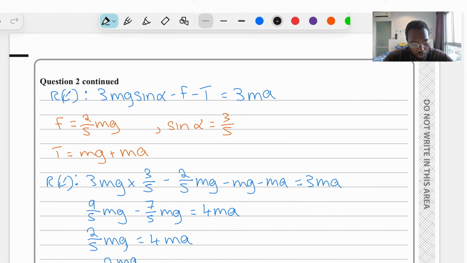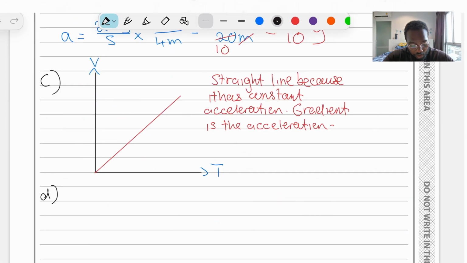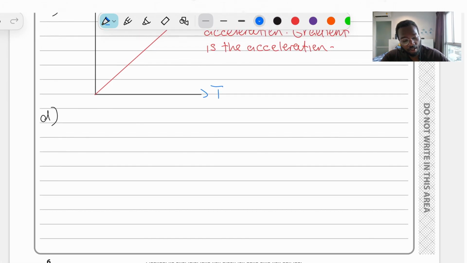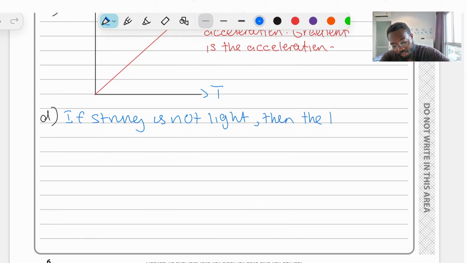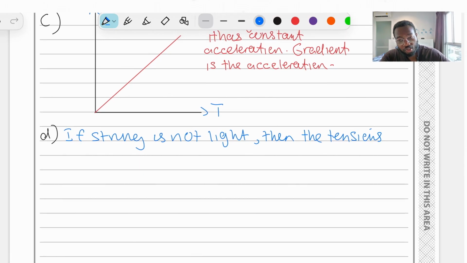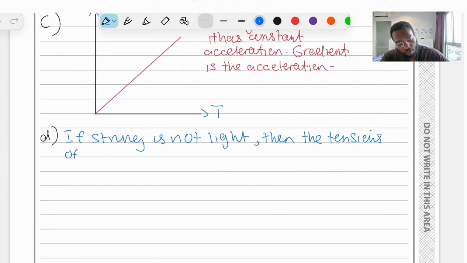So therefore, all you need to write is, if I do it down here, something like: if the string is not light, then the tensions of the equations would be different.